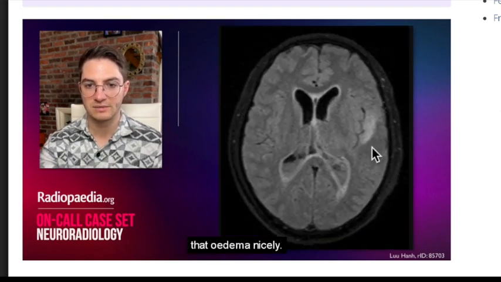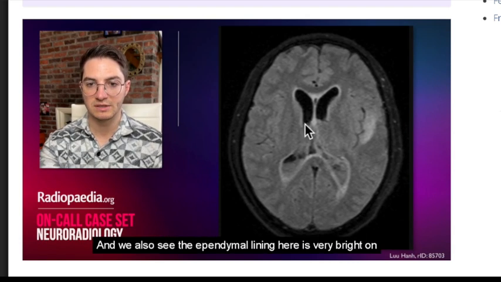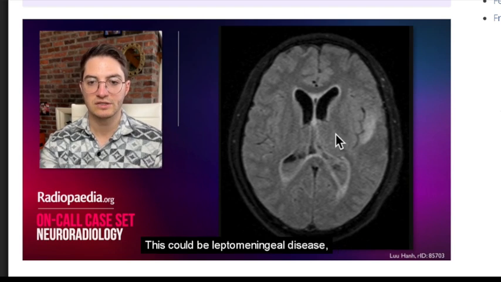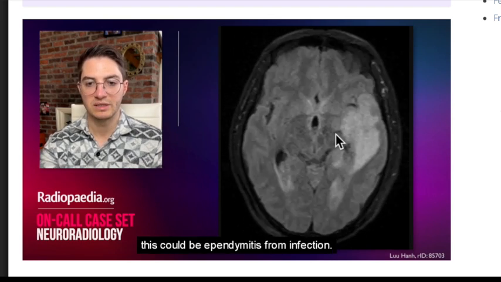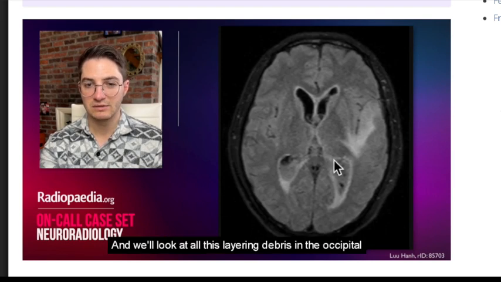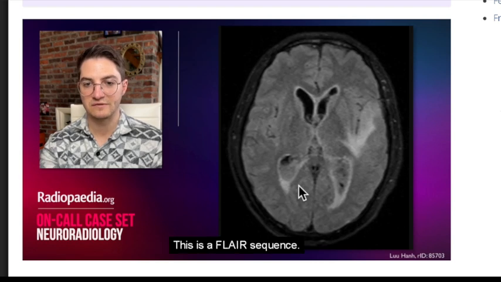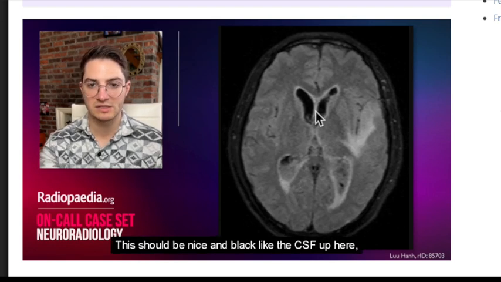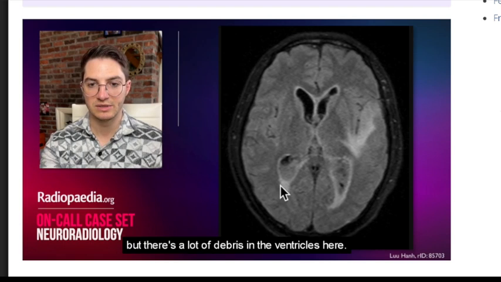also really shows that edema nicely. And we also see the ependymal lining here is very bright on FLAIR, which tells us something's wrong. This could be leptomeningeal disease. This could be ependymitis from infection. And we'll look at all this layering debris in the occipital horns and the atria of the lateral ventricles, right? This is a FLAIR sequence. This should be nice and black like the CSF up here, but there's a lot of debris in the ventricles here.